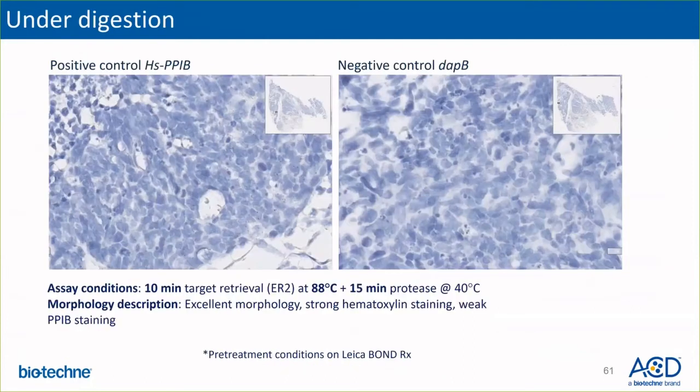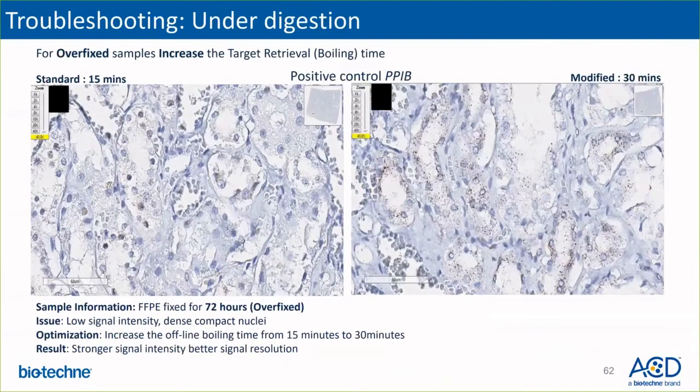In the opposite direction, here are samples that have been under-digested. The PPIB staining is much weaker, but tissue morphology looks great, showing no signs of over-digestion. Here, the target retrieval time was increased to 30 minutes, and that improved signal intensity and resolution, and also eliminated trapping of the chromogen, which is seen in the image on the left.